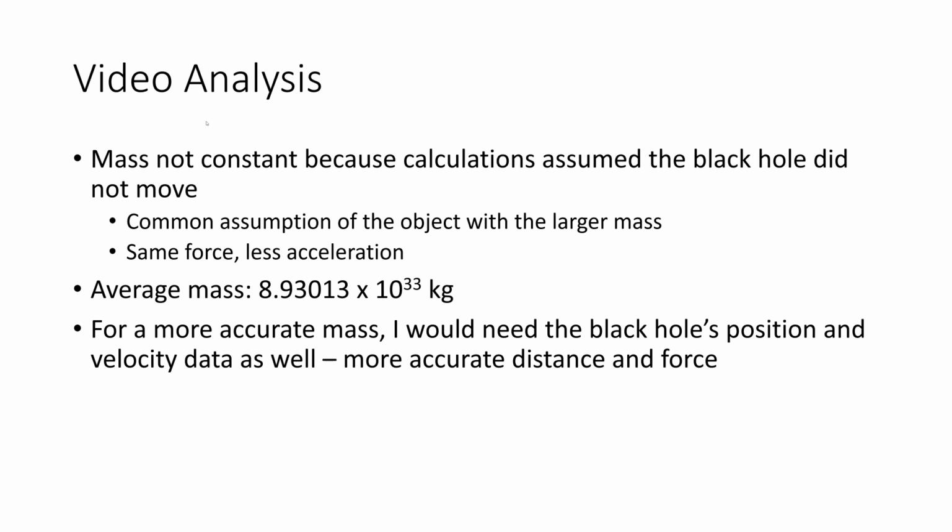I found the average mass of the black hole to be 8.93013 times 10 to the 33rd kilograms. To find a more accurate mass in future calculations, I would need the black hole's position and velocity data so I could know the exact distances and forces between the objects.